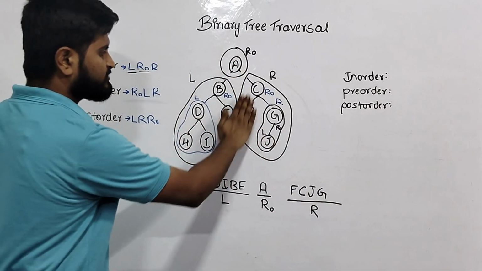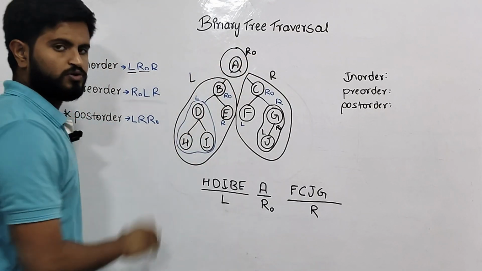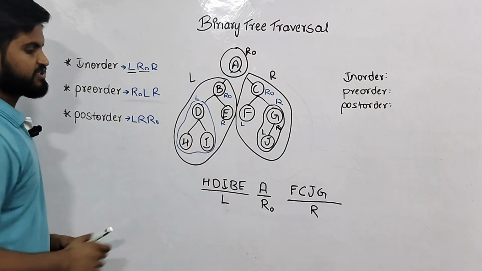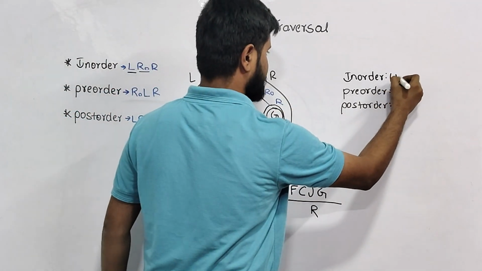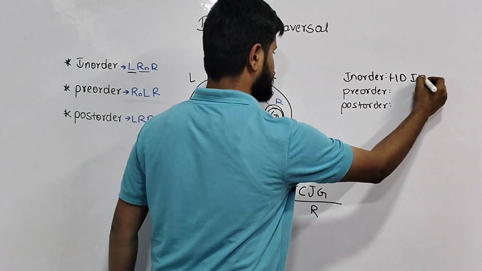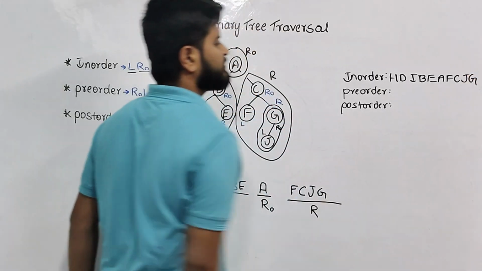If you see, we have traversed all the nodes on the right side, all the nodes on the left side and the root. So we have written the traversal, that is left, root, right. Write it in in-order: H, D, I, B, E, A, F, C, J, G.